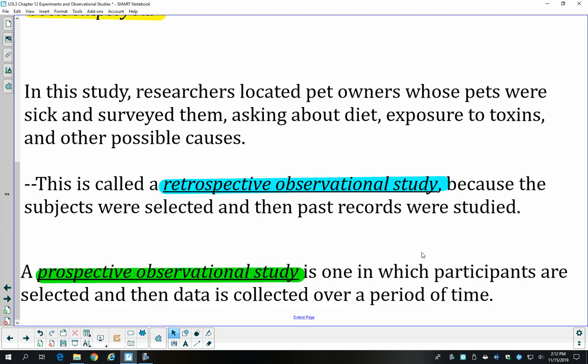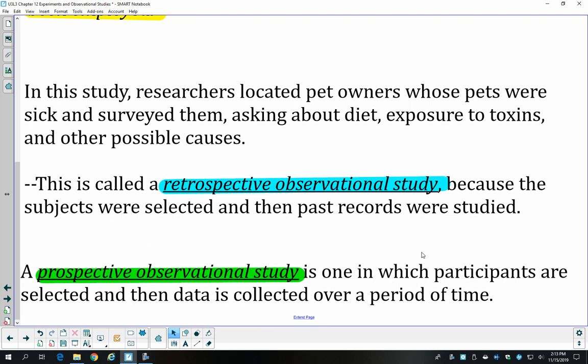A different type of observational study would be a prospective study. And so in a retrospective study, you select the subjects and you look at past records, or you ask questions about their past, in this case, the health of the animals. In a prospective study, you select your participants and then you sort of follow them over a period of time. So they might have selected some pet owners and then collected data on their health over a period of time to see if they had kidney failure in the future.